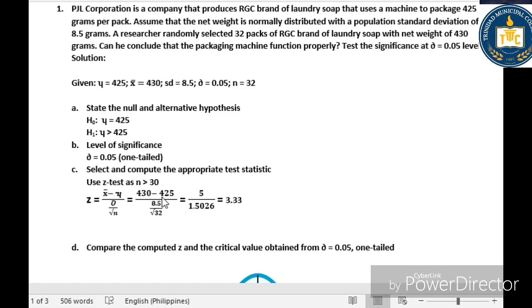So 430 minus 425 is 5. Then to simplify this, so we come up 1.5026. So if decimal, you can use 4 decimal places para mas doon rata sa exact answer. Then to simplify, 5 over 1.5026 is equal to 3.33. So our z is equal to 3.33.